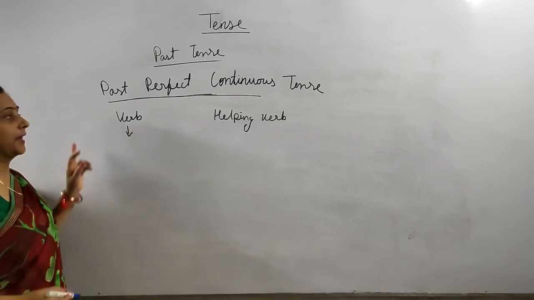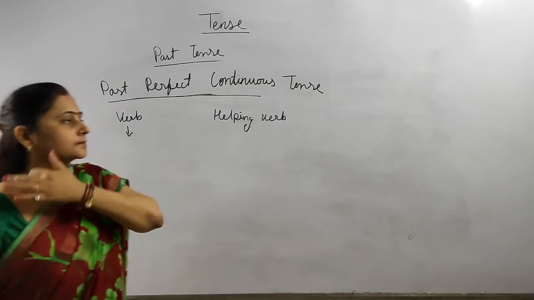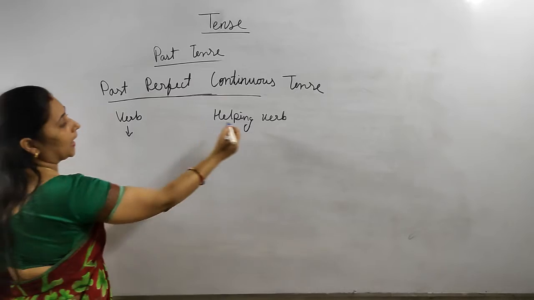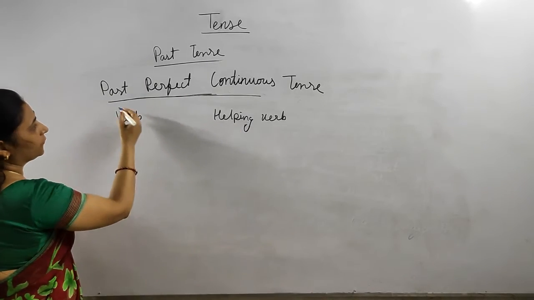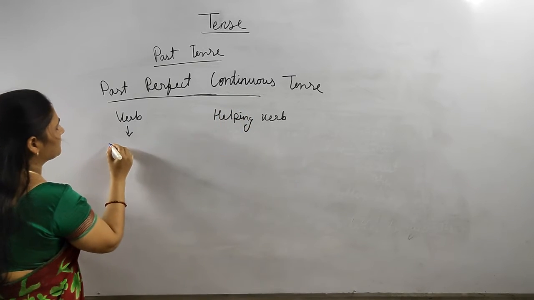Now I am going to explain past perfect continuous tense. Again, you need to learn about the verb and the helping verb. So which verb will we use in this tense? Past perfect continuous tense.